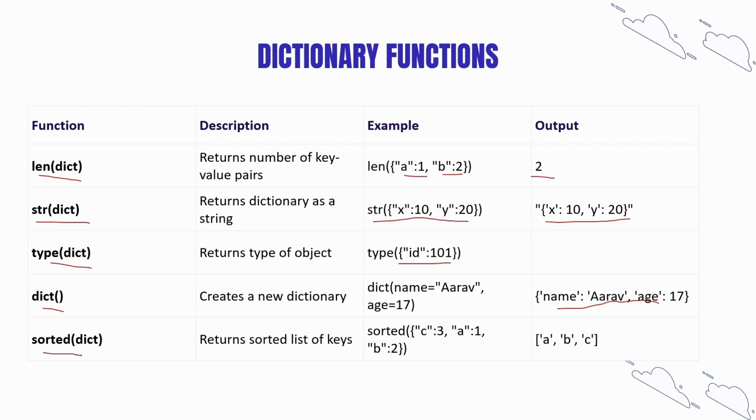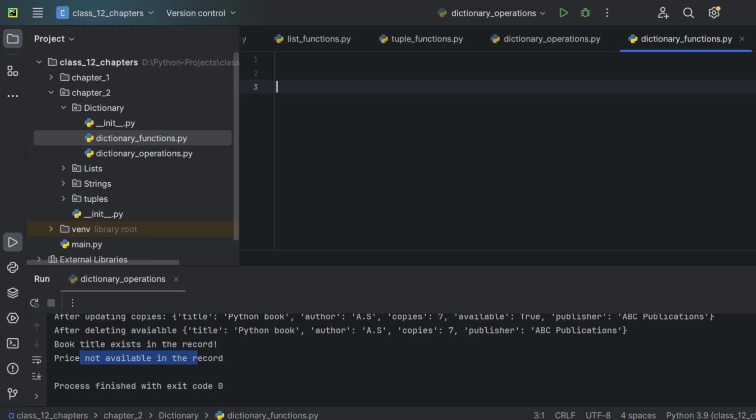Next is sorted dict. It returns the sorted list of keys. When I say sorted and inside this I give my dictionary C3, A1, B2, it returns the list of keys. Here what are my keys? C, A and B are the keys and it will sort them in this order. So it returns the keys A, B, C and it's a list of sorted keys. I'll show this example on PyCharm. We have this file called dictionary functions. Let's say we have a dictionary called student.